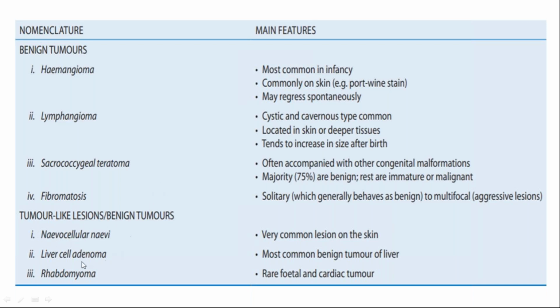And other tumor-like lesions we see are nevocellular nevi. These are rare conditions we encounter in infancy and childhood. Nevi means mole, excess melanin production seen in skin. And next, liver cell adenoma. This is also a benign tumor of liver. And the last one, a rare tumor, is rhabdomyoma. Rhabdomyoma is a tumor of heart, the most common cardiac tumor. So these are the rare benign or tumor-like lesions. These are the most common benign tumors of infancy.